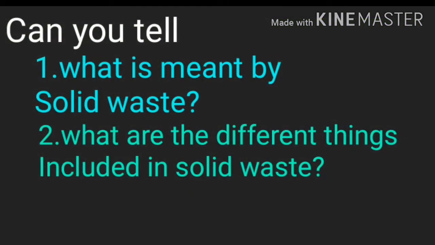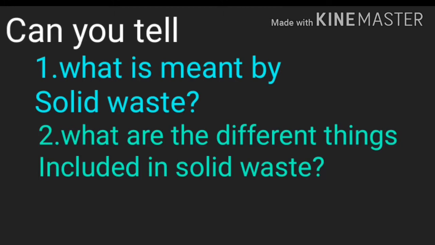Next, can you tell what is meant by solid waste? It is unwanted matter, things which we no longer want, and such substances are thrown away. This is waste. What are the different things included in solid waste? There are different things such as domestic waste, industrial waste, that is waste dumped out from factories, electronic waste like unused cell phones, etc., and biomedical waste from hospitals.